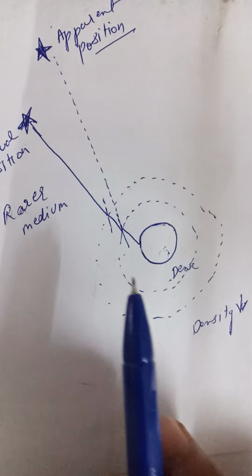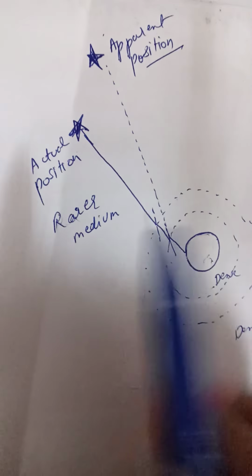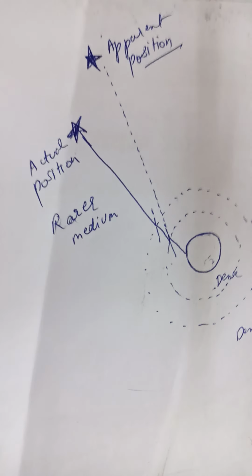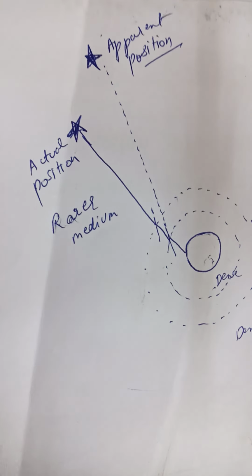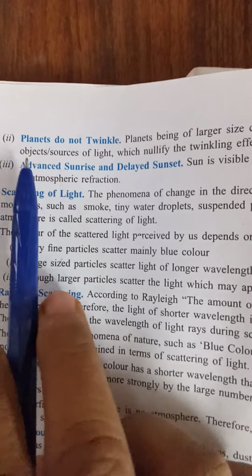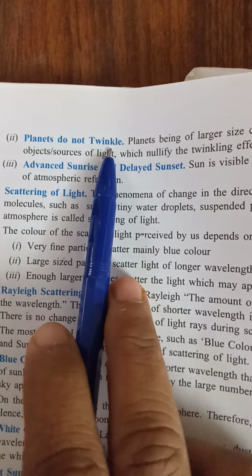When the light is traveling, there is bending of the light, and when you trace the path, you will see the actual and the apparent position, and this shows that the star appears to twinkle. So our next question can be: if the stars twinkle, why do the planets not twinkle?